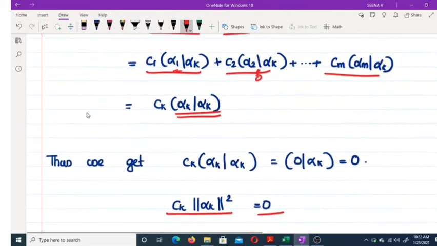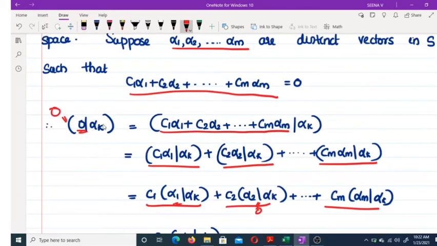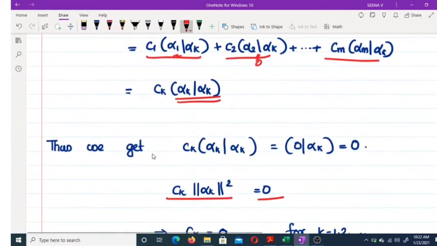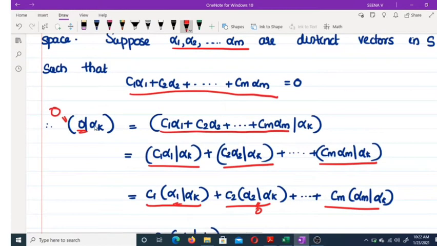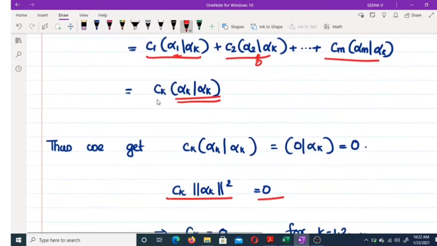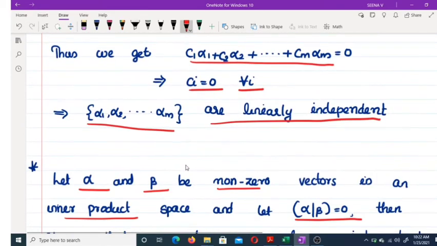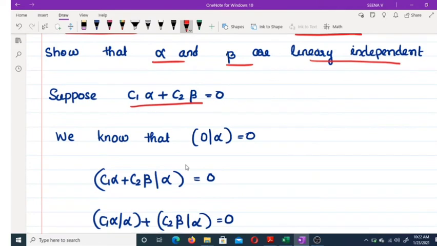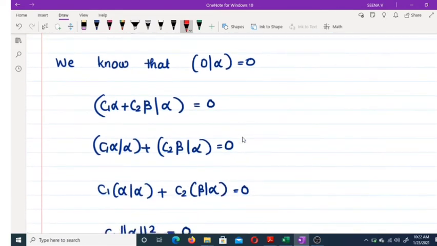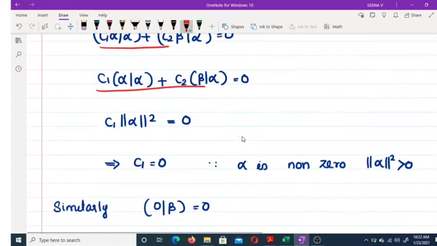Here if you take inner product of 0 and alpha k, then we get Ck. If you take inner product of 0 and alpha 1, then we get C1 equal to 0. Inner product of 0 and alpha 2, then we get C2 equal to 0. Similarly, we know that inner product of 0 and alpha equal to 0. And for 0, you replace with this one, linearity property. And finally, we get this one. C1 equal to 0.